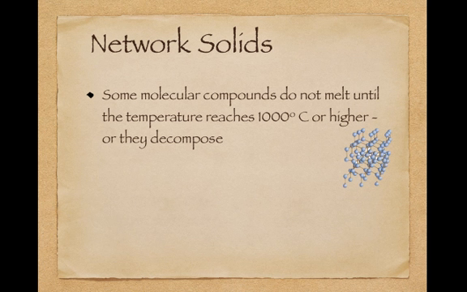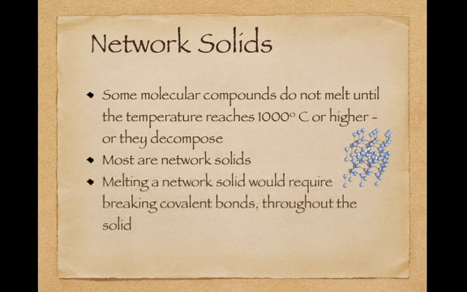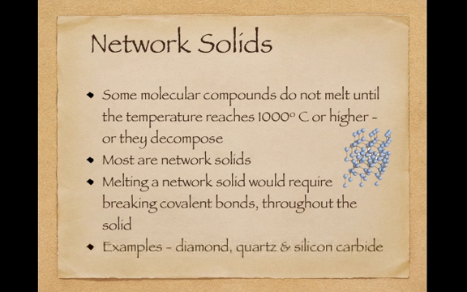Sometimes in the thousands of degrees. And they don't usually melt, they just decompose. So they go from being a solid to a gas. These are known as network solids. In order to melt it, you have to break all of these bonds, and so it's really hard. A couple of good examples, and you should know these, would be diamond, quartz, and silicon carbide.